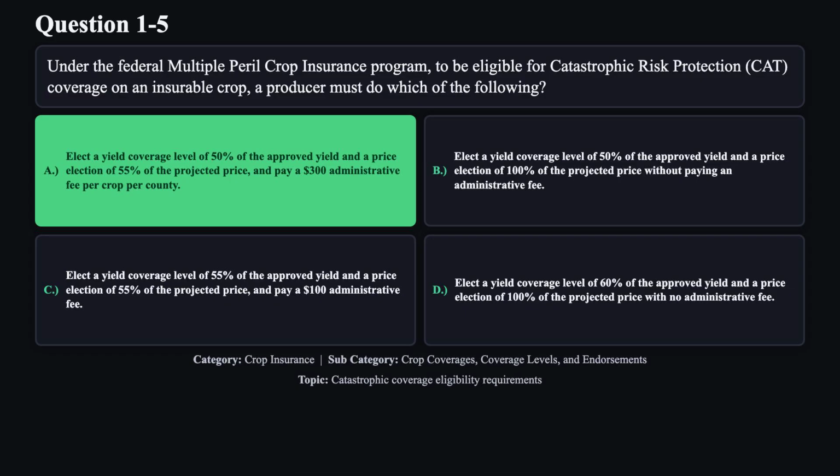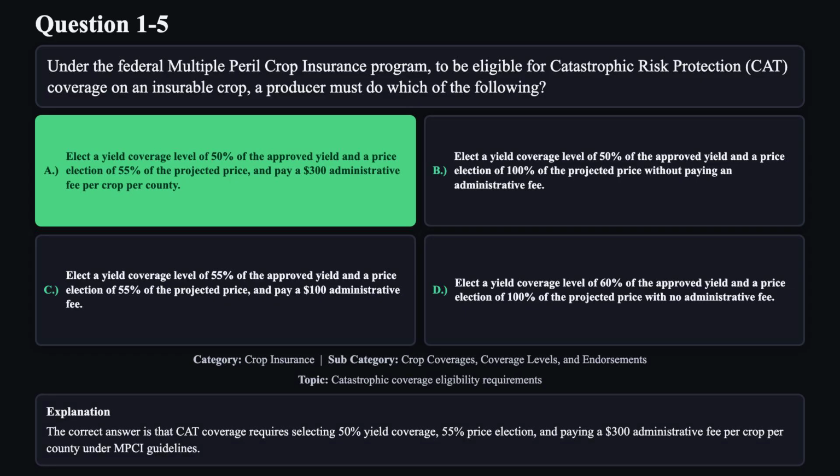The correct answer is A. The correct answer is that CAT coverage requires selecting 50% yield coverage, 55% price election, and paying a $300 administrative fee per crop per county under MPCI guidelines.